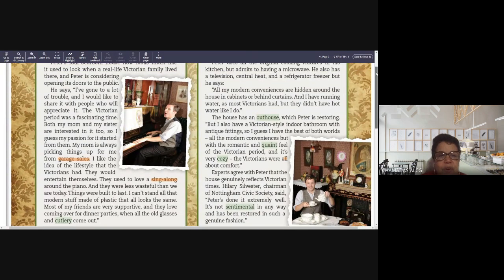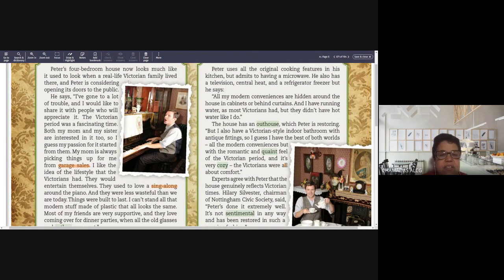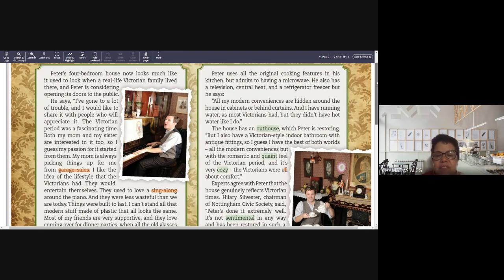The only difference is that here he is using Victorian cutlery. He's using things from the 1800s. Actually, not even the 1900s. He's using things from the 19th century, Victorian time.